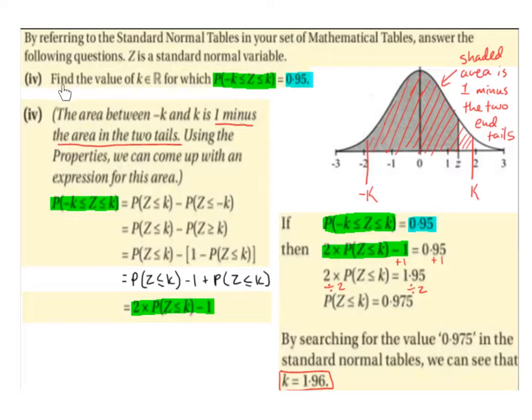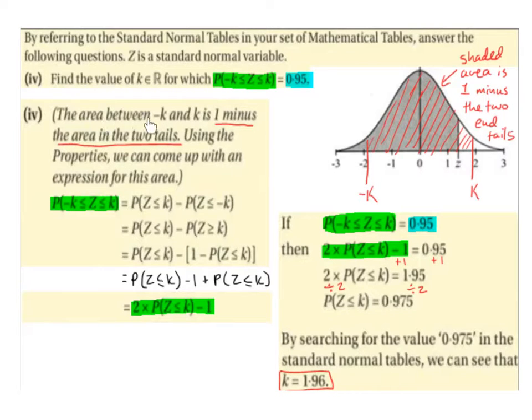Part 4. Find the value of k, which is an element of the real number set, for which the probability that Z is greater than minus k, but less than positive k, is equal to 0.95.